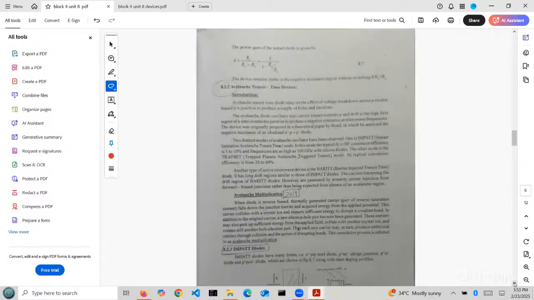What is the gain? A equals RL by RL minus RN. For parallel loading, what did we get as gain? The gain is in the form of RN by RN minus RL. But here the gain equals RL by RL minus RN.